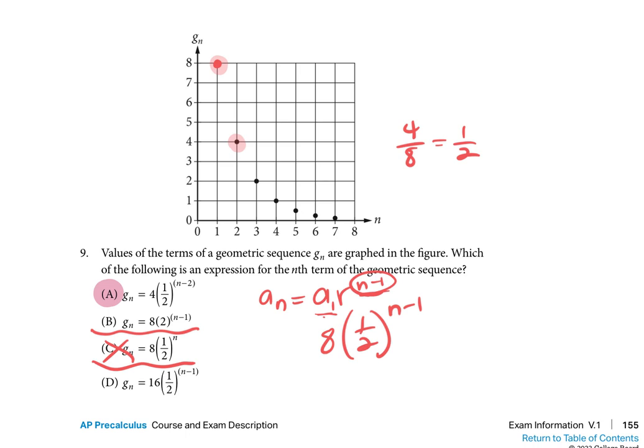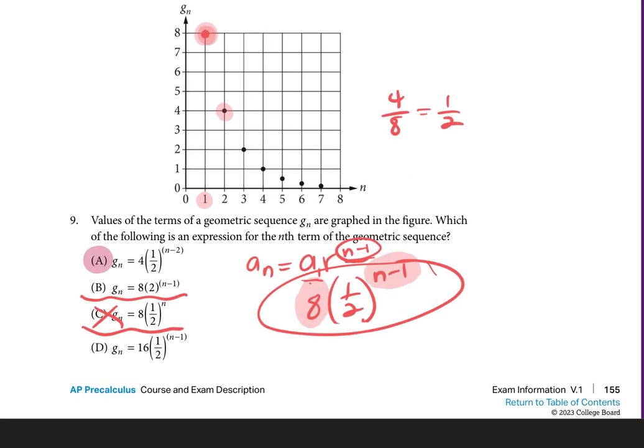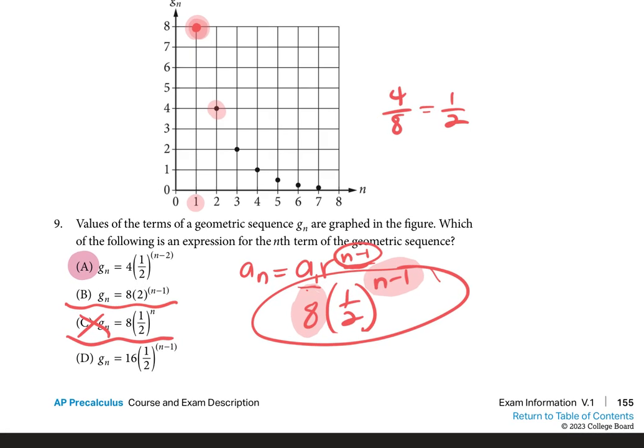Okay, so how did it rule out C? Because in order to use your A1, which would be when n is 1, it's 8, right? As your first term, your exponent has to be n minus 1. So as you move from A1 to A2 to A3, your exponent gets reduced. So if I go to the next one, then it would be n minus 2 and n minus 3 as you keep moving. So this is not an answer choice. That one doesn't work, right?